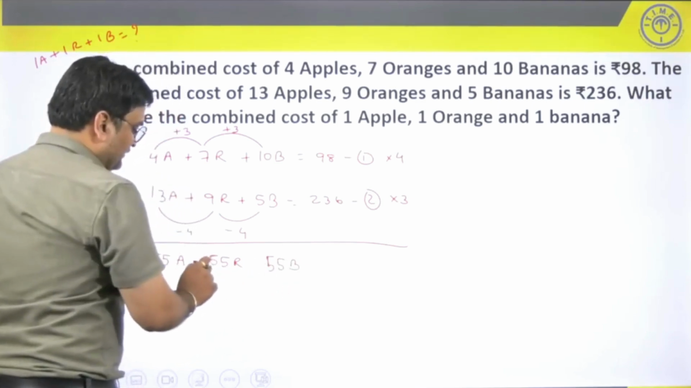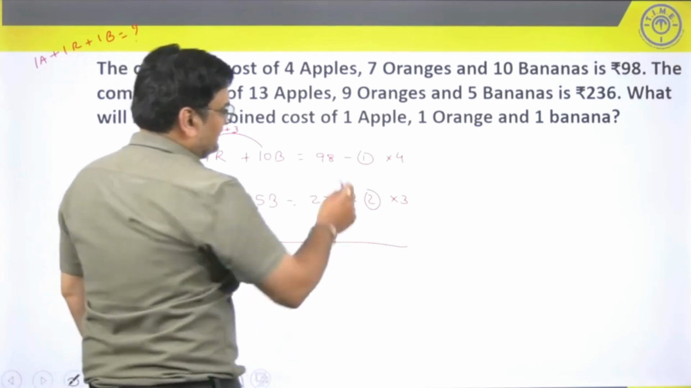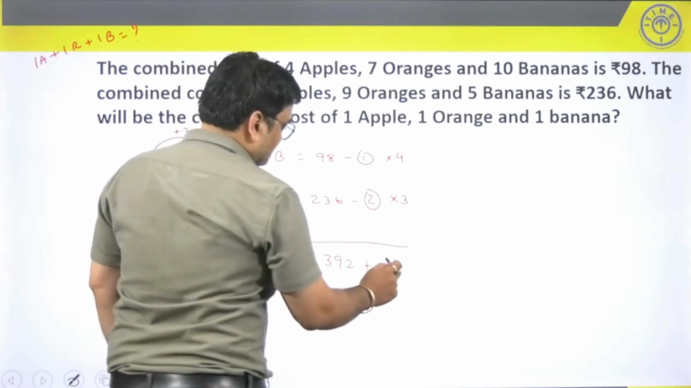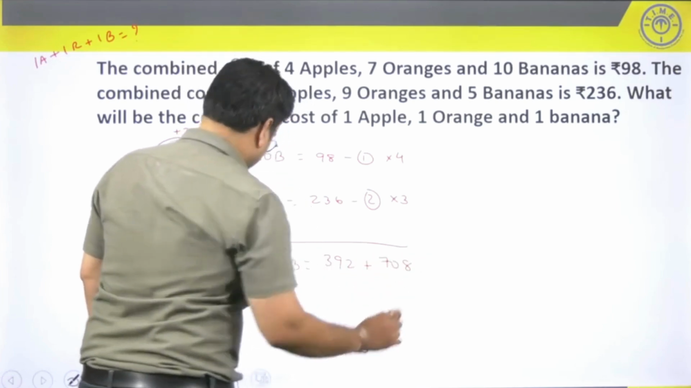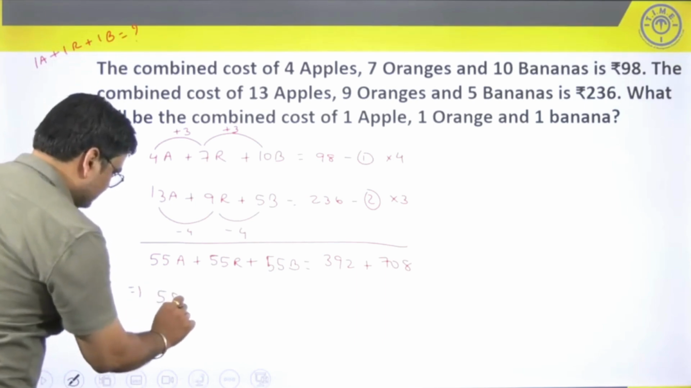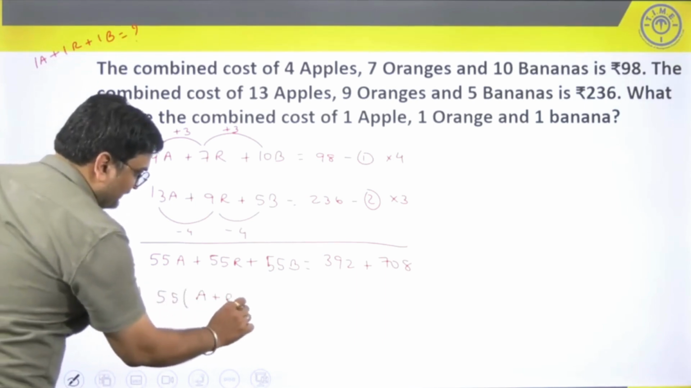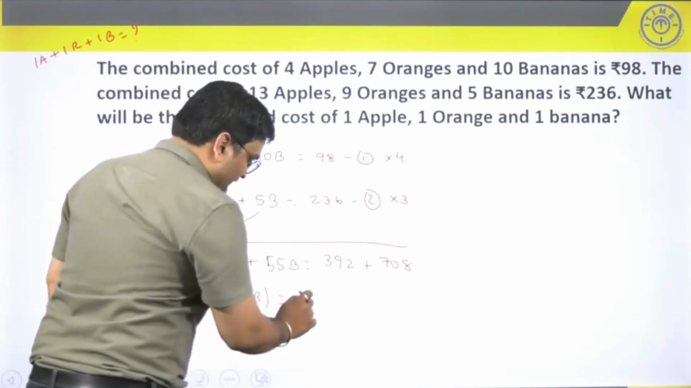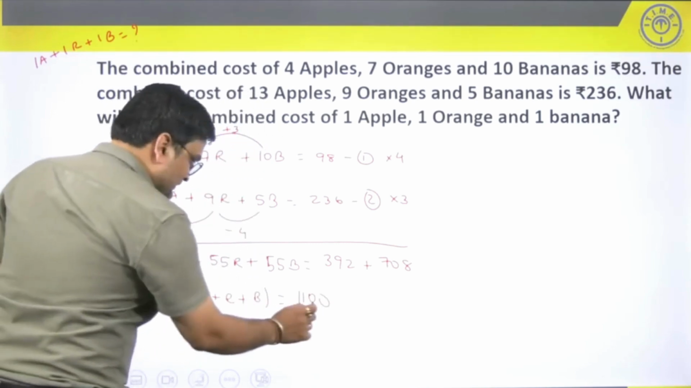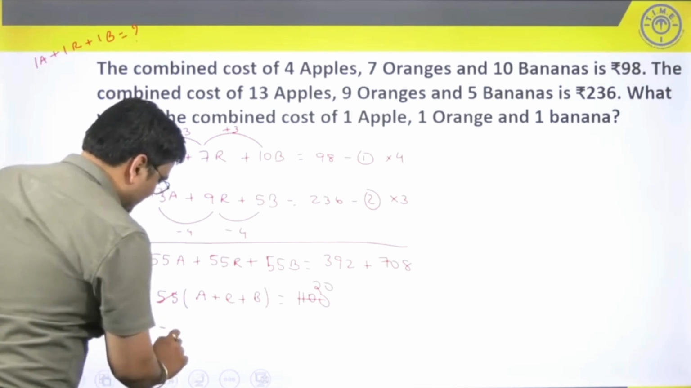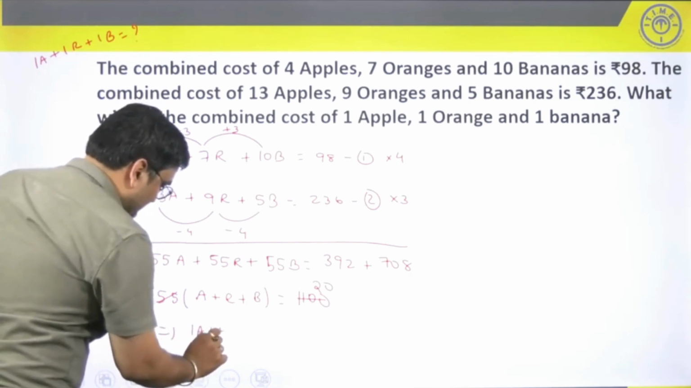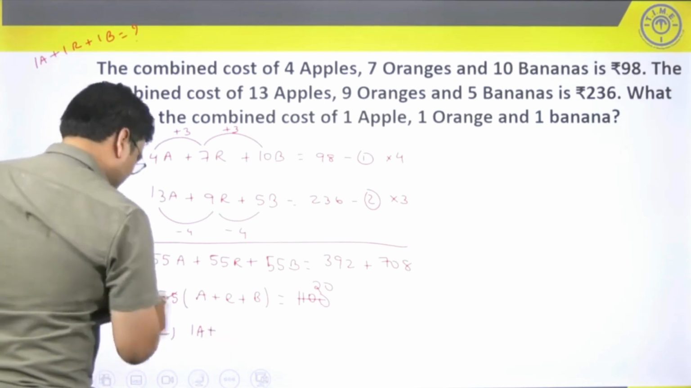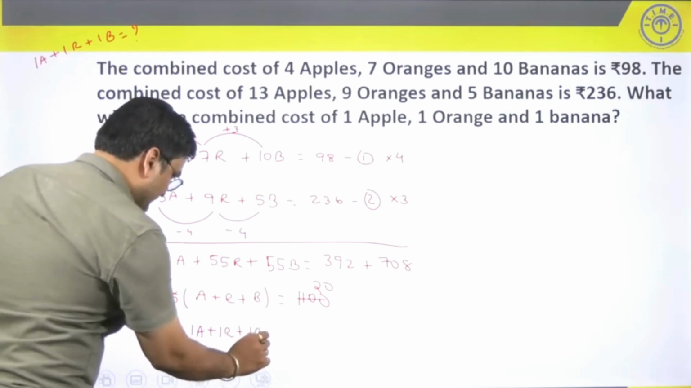So if I take 55 common, what do I get here? 98 into 4 is 392. 236 into 3 will be 708. So if I take 55 common, 1A, 1R, 1B will be equal to, when you add these two, how much? 1100. So 55 can easily cancel out here 20 times, and hence the combination 1A, 1R, and 1B is going to be 20.